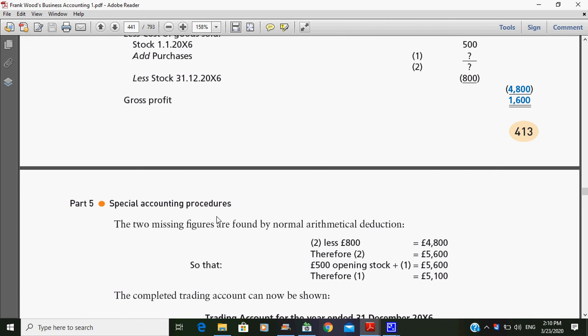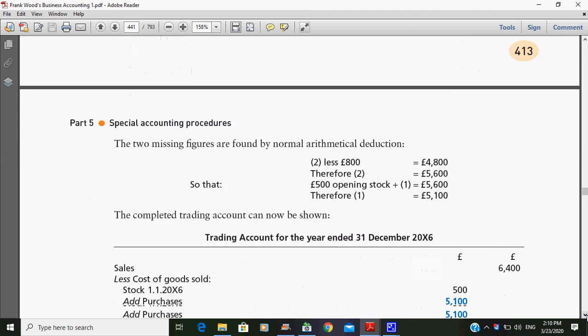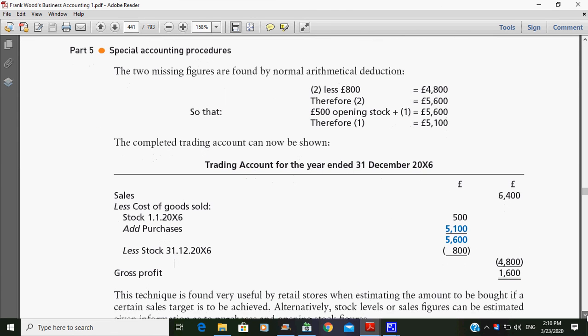So the missing figures are found by normal arithmetic. Something less 800 equals 4,800. Therefore, the two of them will give you 5,600. You'd have to subtract 800 from something to get your 4,800, that's how you go. So this will be 5,600. Opening stock plus purchases would equal 5,600. Therefore, you do the opposite: subtract 500 from 5,600 to get your 5,100. The complete trading account can be shown as follows.